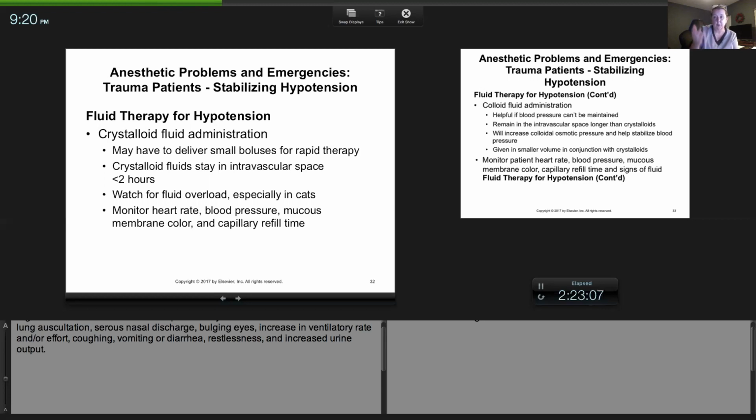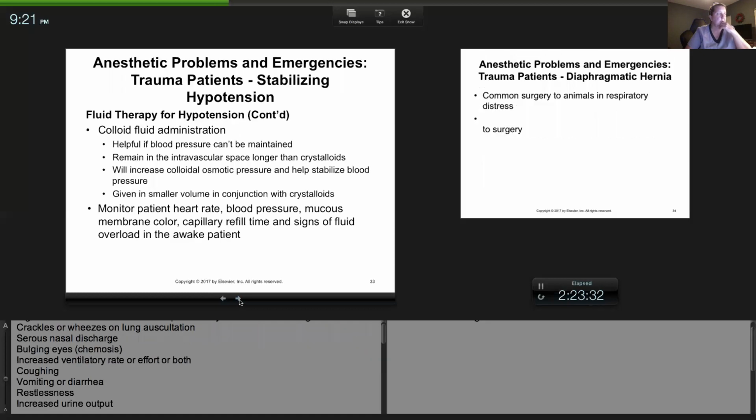And what happens when you overload a cat? It goes to the lungs first. So you'll drown a cat. You'll basically fill their lungs with fluid, and then you've got a respiratory problem on top of a shock problem. Okay, so you've got to be careful in cats. We're going to watch their heart rate, blood pressure, and color. That's how we monitor: are we treating shock? Are we treating hypotension adequately?